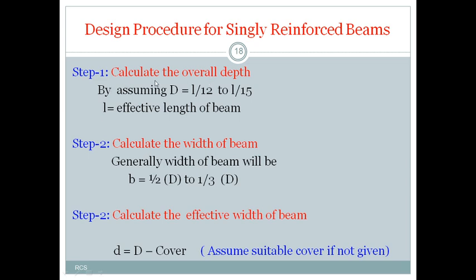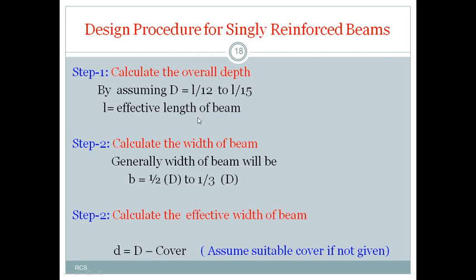So the first step is to calculate the overall depth. This can be calculated by assuming the overall depth of the beam is equal to effective length by 12 to effective length by 15. Between these two ranges we have to choose. Among these two values, you can choose any value in between and calculate the overall depth of the beam.